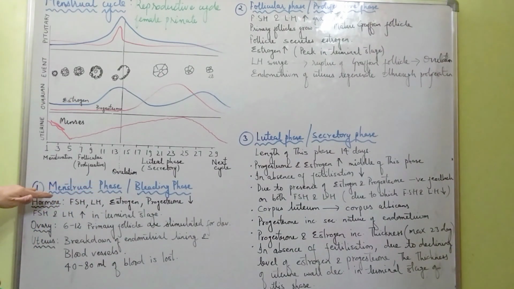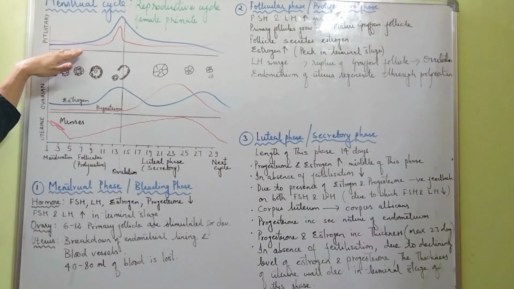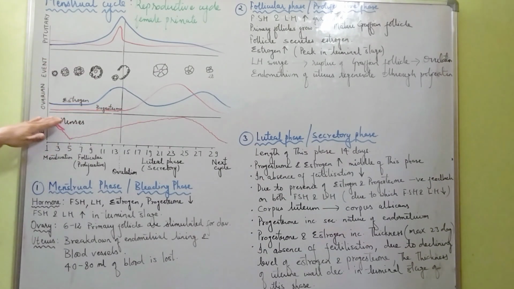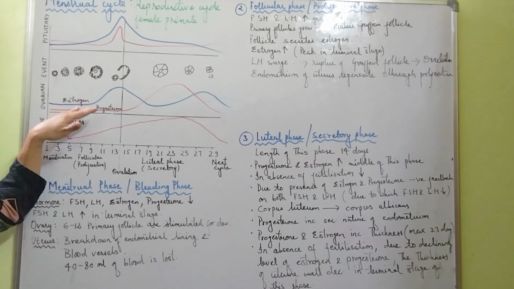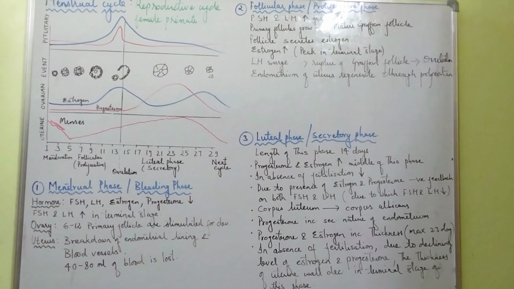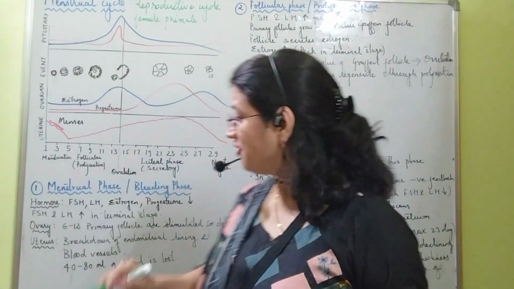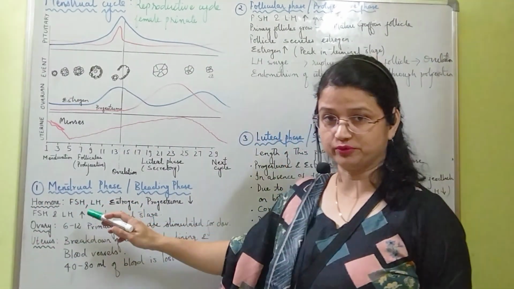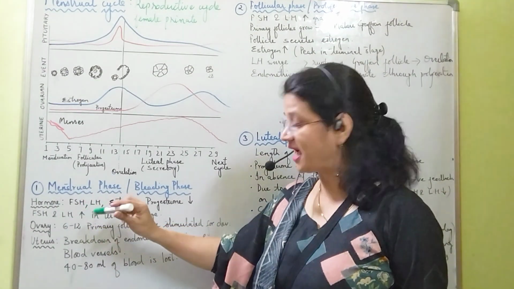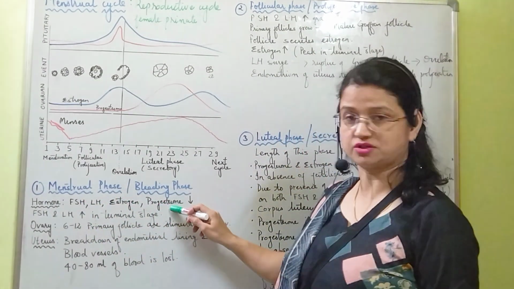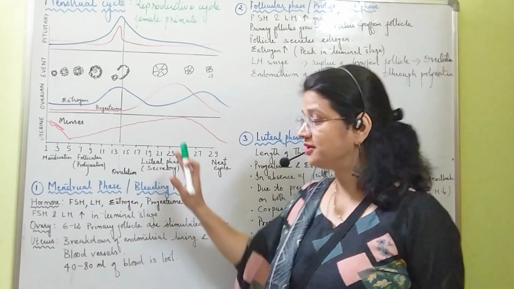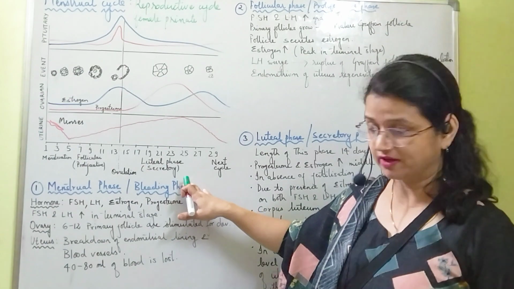Now what happens during this phase? We can see the pituitary hormones, that is FSH and LH, their level is low, and the ovarian hormones, estrogen and progesterone, their level is also very low. So first of all we will see the level of hormones. All four hormones, FSH, LH, estrogen and progesterone, are at a very low level during the menstrual phase or the bleeding phase.